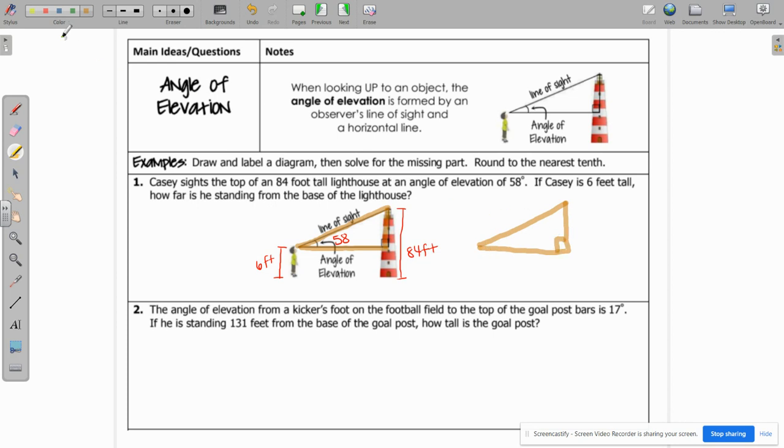here's my right angle, and we would be able to say that this angle is 58 degrees. It looks like we want to figure out how far he is standing from the base of the lighthouse. So here's my angle. This is the side that we're looking for. So I need to know what this other side over here is. Well, it's not 84 feet because 84 is the entire length of the lighthouse. So it's 84 minus the 6 feet, which is Casey's height. Clearly, this is not drawn to scale. So 84 minus 6, this side over here is actually 78 feet.